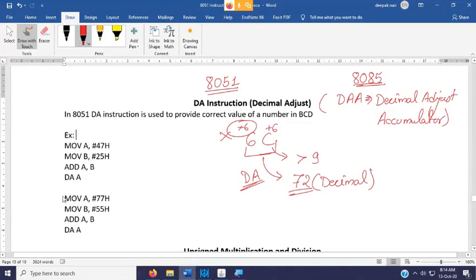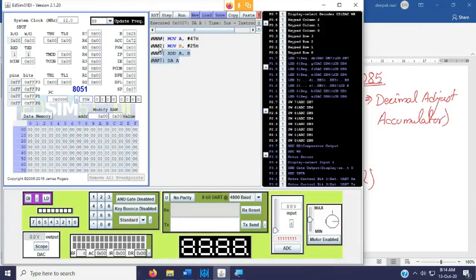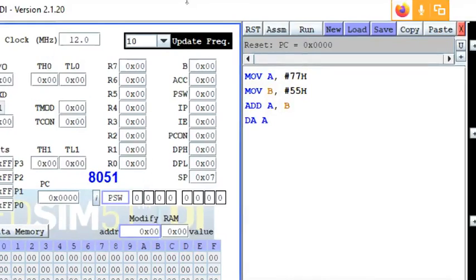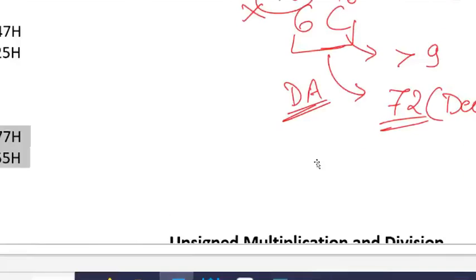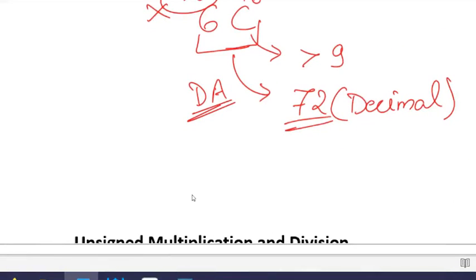Similarly, let us take a separate example in which both numbers are hexadecimal. Let me clear this program. I am going to put 77 in the accumulator and 55 in B, and add them. Now you see we have a number which is CC.